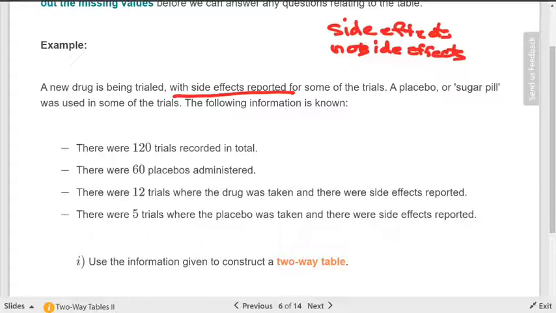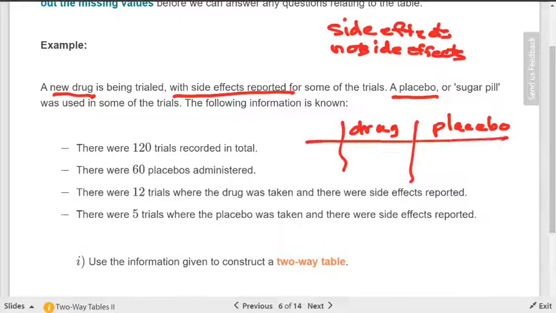A placebo was used in some of the trials. Okay? So a new drug and a placebo. So they either took the drug or they received a placebo. So those are my other categories. So building a table out of that, I'm just going to put side effects, SE, or not side effects, no SE. You can abbreviate as much as you want to, but make sure that it makes sense to you. Don't use S twice or something like that, okay? That's perfectly fine.